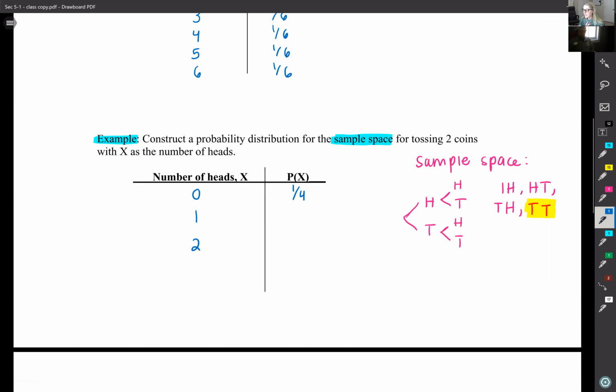And then my next option is 1 head. Let's see how many things satisfy that. I could either get tails, heads, and that's 1, or I could get heads, tails, and that's still just 1. So I have 2 out of 4 things in my sample space that satisfy that. So its probability is 2/4, which is also just equal to 1/2.